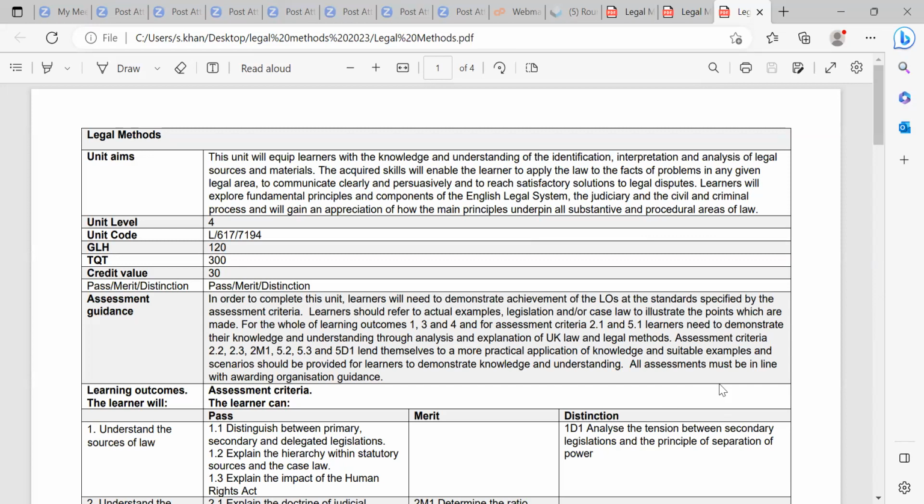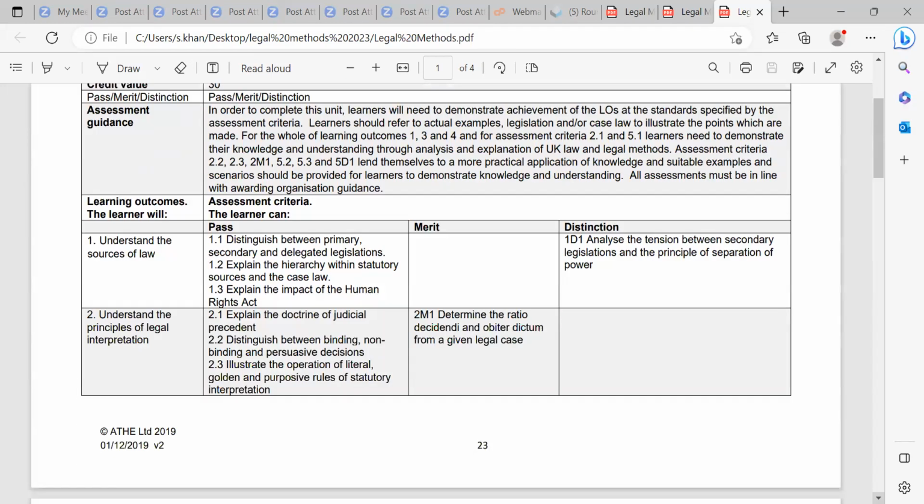Then we've got this unit here which tells you what you need to do under each learning outcome. So to gain a pass, you need to do, like you were asking, 1.1: distinguish between primary, secondary, and delegated legislation. That's in learning outcome 1. 1.2, you need to explain the hierarchy within statutory sources and case law. 1.3, explain the impact of the Human Rights Act.